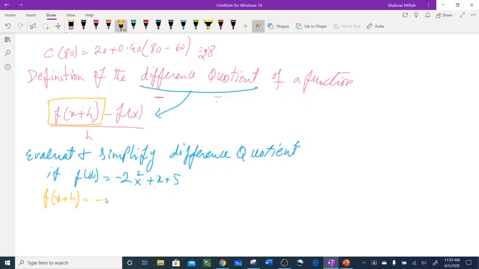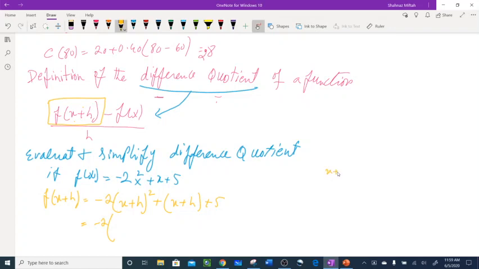Now let's plug in negative 2 times (x plus h) squared plus x plus h plus 5. Now let's solve this. You know this is squared, then there is an easy way to do this. Negative 2 is going to stay anyway. You multiply x, I mean this is a shortcut, okay?